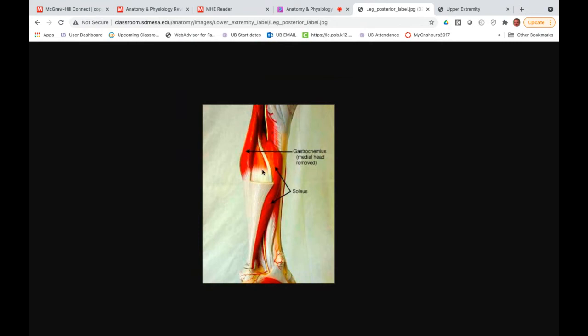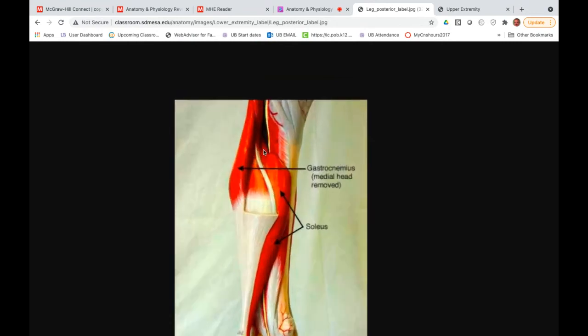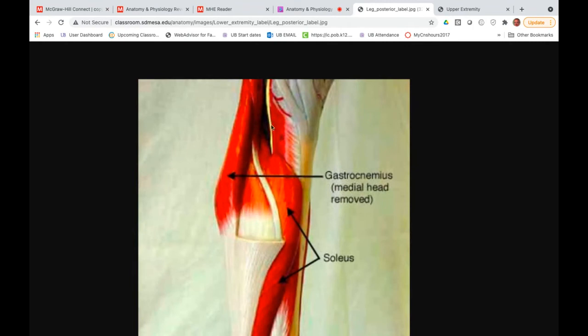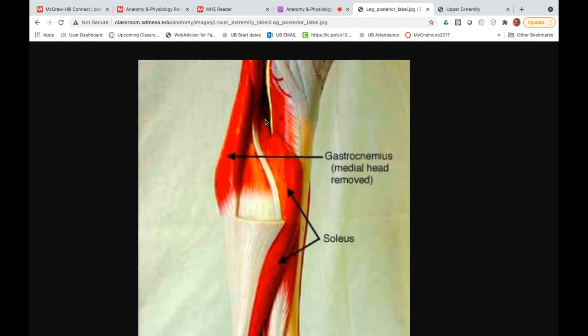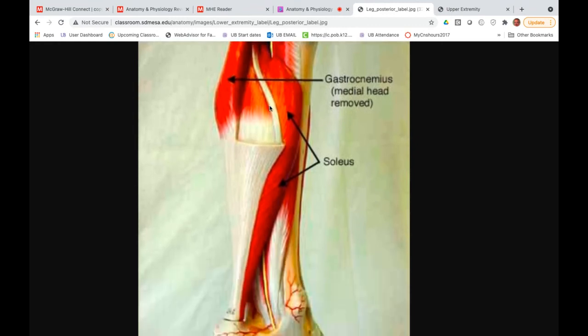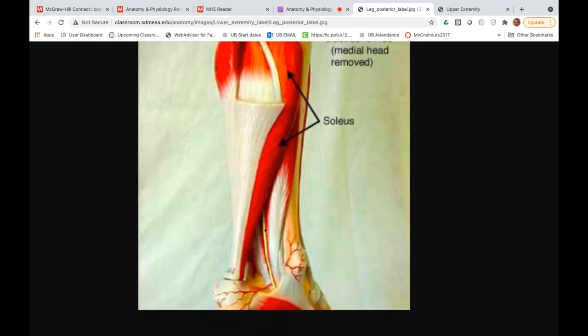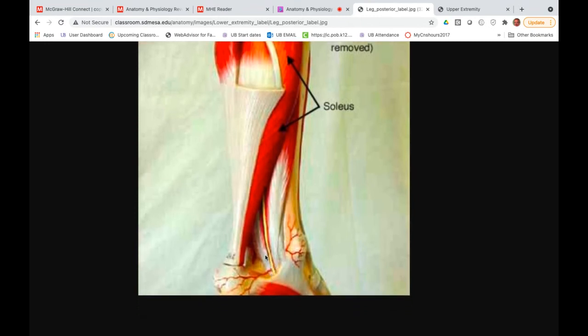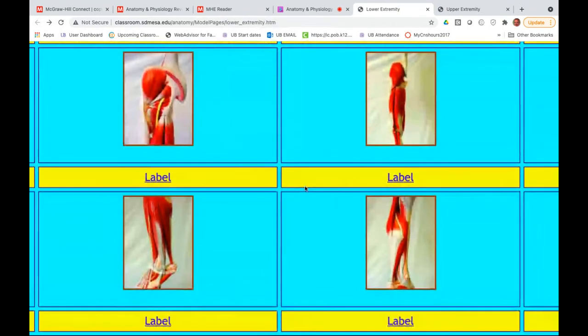These are all innervated by this nerve that you see back here called the tibial nerve. And it's really an extension of the sciatic nerve. One of the branches off the sciatic nerve is called the tibial nerve, and it goes all the way down. You can see it here too. That's why sciatica can send numbness or tingling down into the foot. Okay.